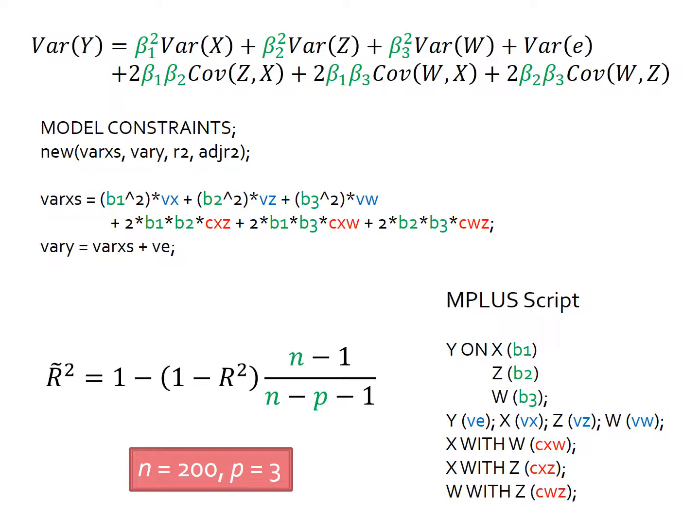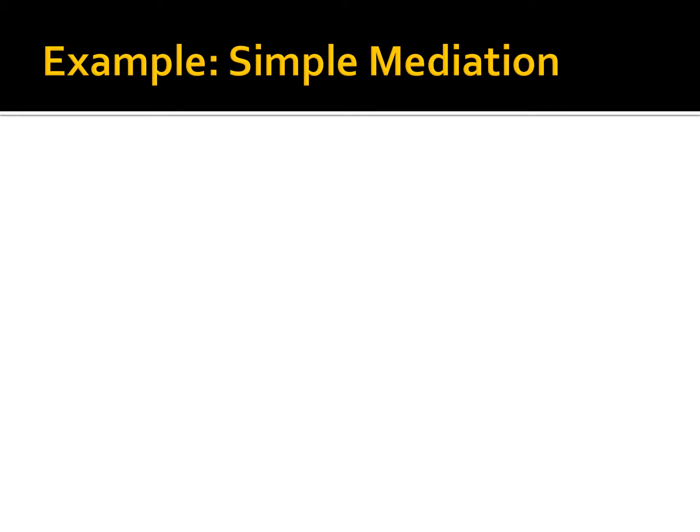So the variance of y equals the variance of all predictors plus the variance of the error term. So the R squared equals the variance of all predictors over the variance of y. And then we can calculate the adjusted R squared like this. So when we run this script, Mplus will provide the standard error of the adjusted R squared for us, and then we can use that for finding the confidence interval of the adjusted R squared.